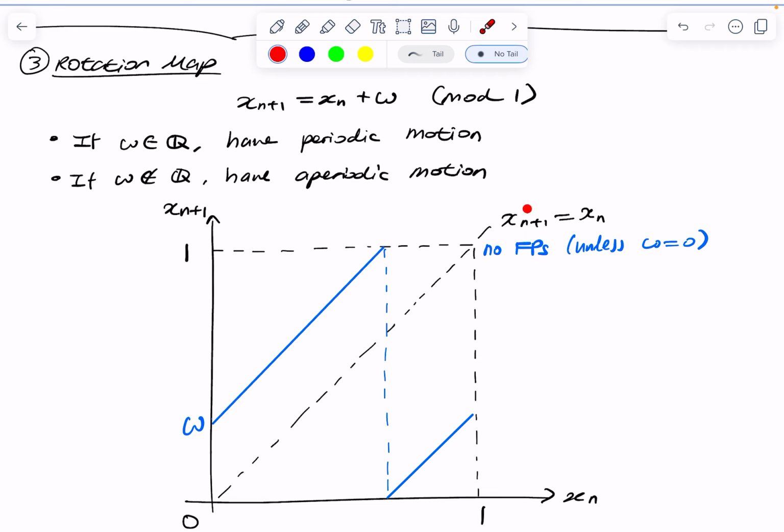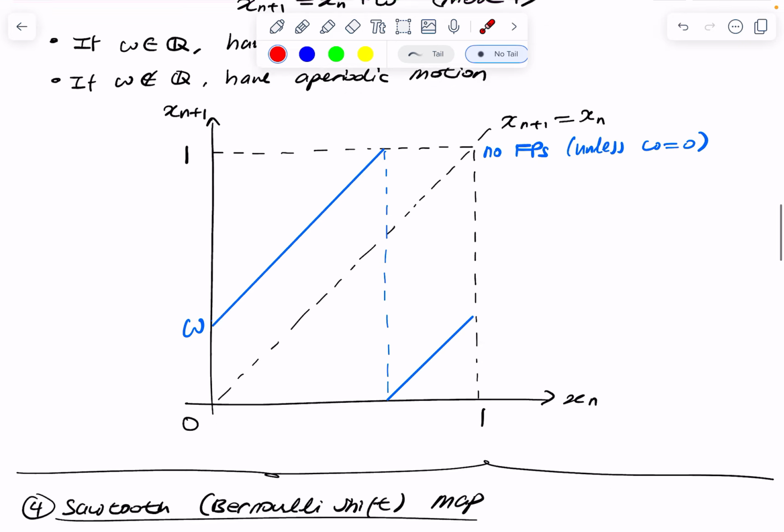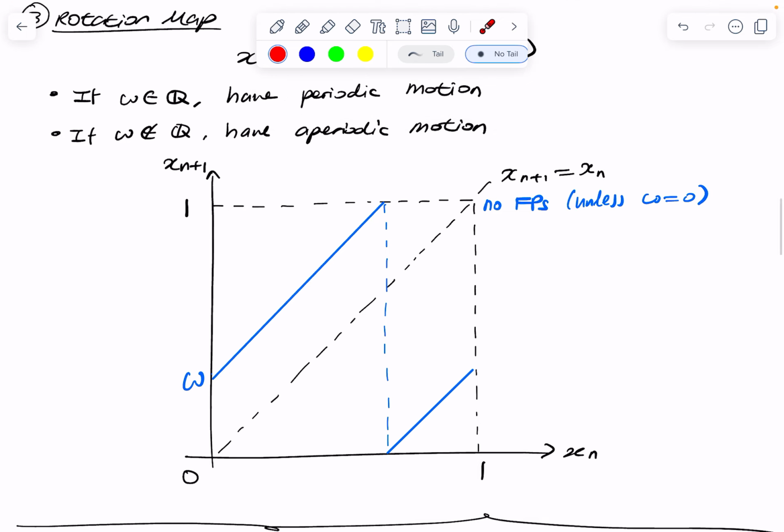We might also notice that because the gradient is 1, the curve is parallel to the line x_{n+1} equals x_n, so we're either going to have no fixed points, or if omega is equal to 0, then everything is a fixed point, which is obvious because if omega is 0, then x_{n+1} equals x_n. So two things to notice. If omega is rational, we have periodic motion. And if omega is irrational, then we have aperiodic motion.